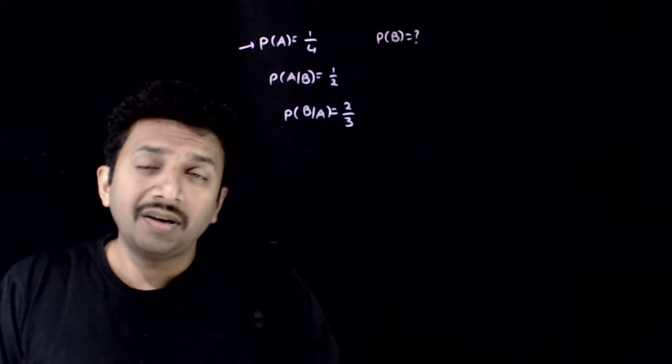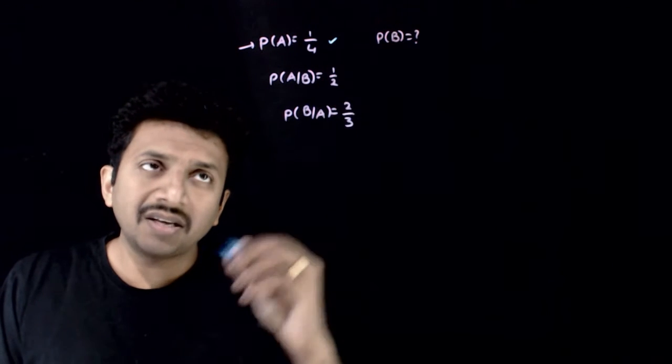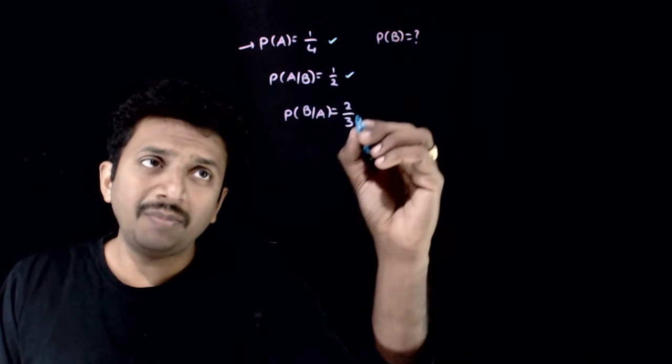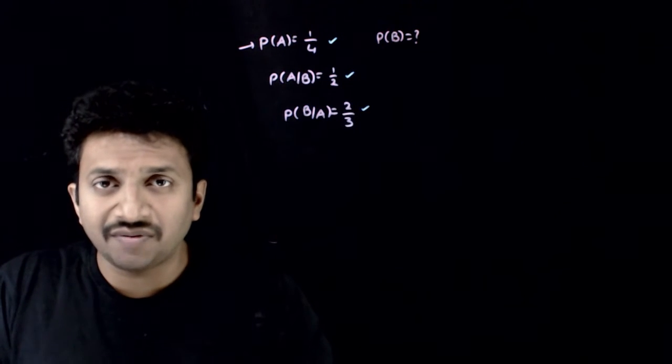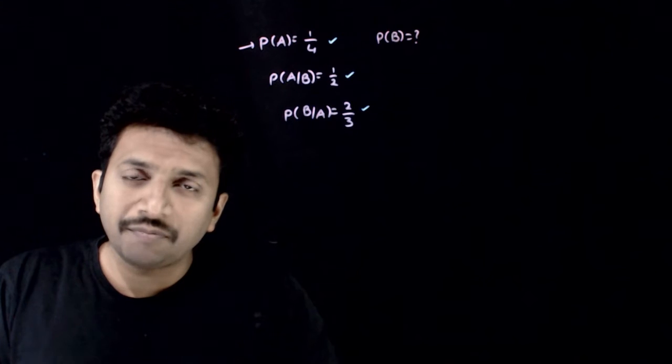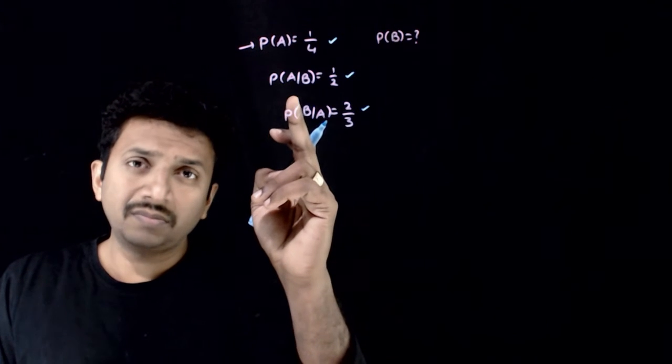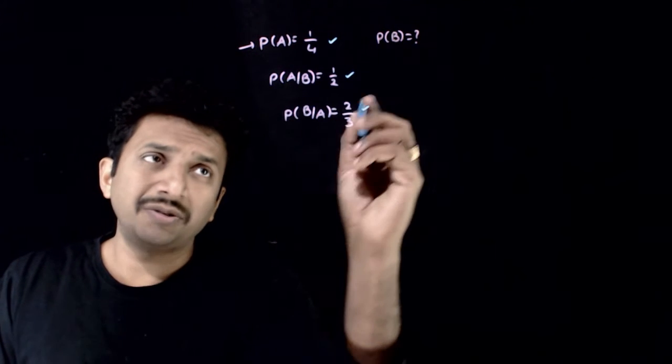So welcome students. In this question you're given P(A) is equal to 1/4, P(A|B), P(B|A). These are three things given. From this you're asked to find P(B). So first let us try to expand these two.